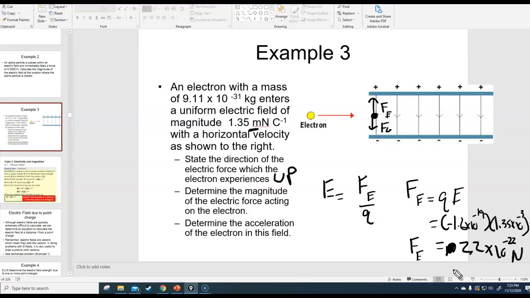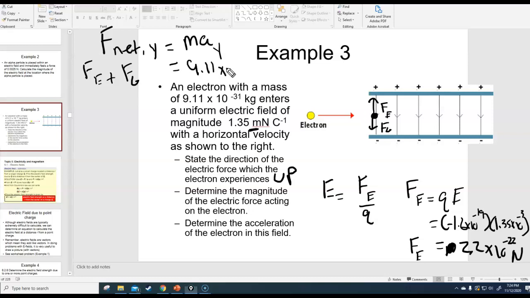Okay, now the last question says determine the acceleration of the electron in this field. And for this question, we are going to go back to our old buddy Newton's second law, F net equals ma. And I'm going to write out my second law equation. If I write down the sum of the forces, I have the electric force going up, and I have the gravitational force going down, and that's equal to m times a. And I actually know what the mass is, because it's given in the problem. And I just calculate Fe.